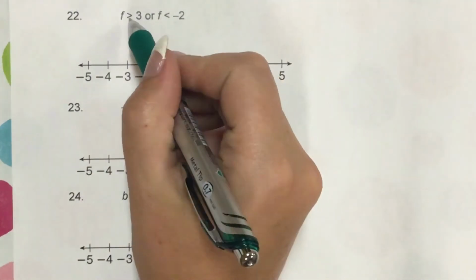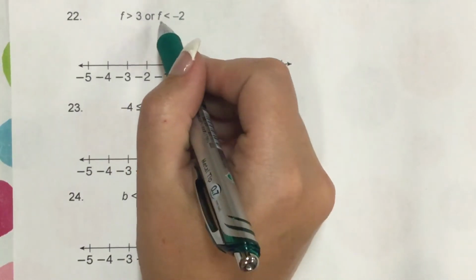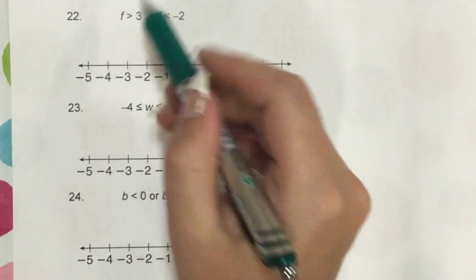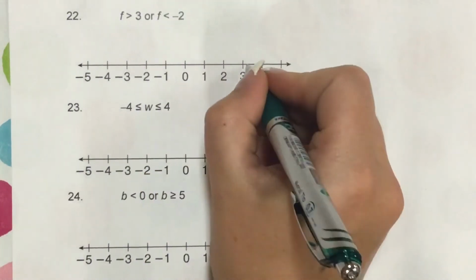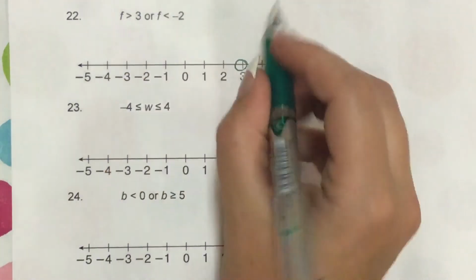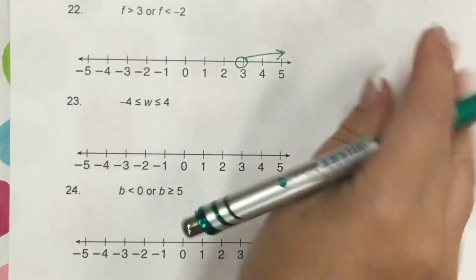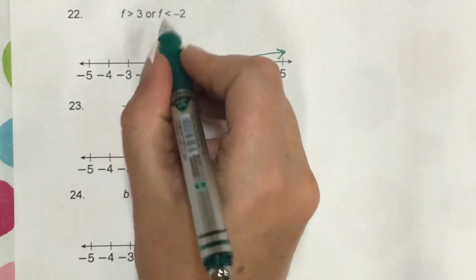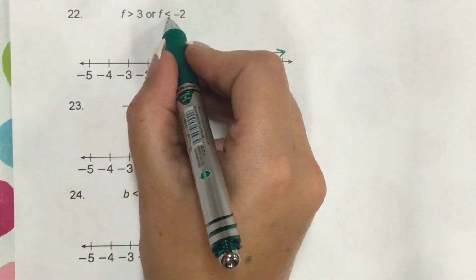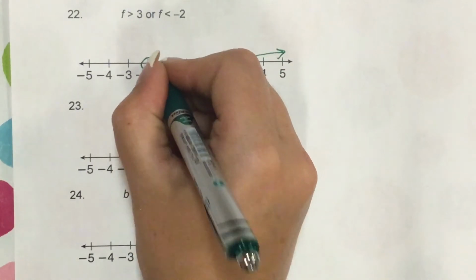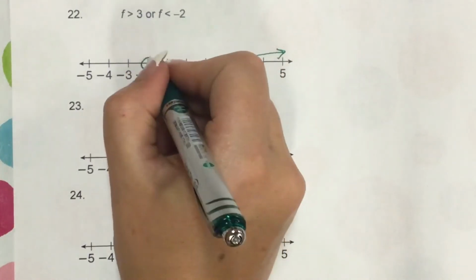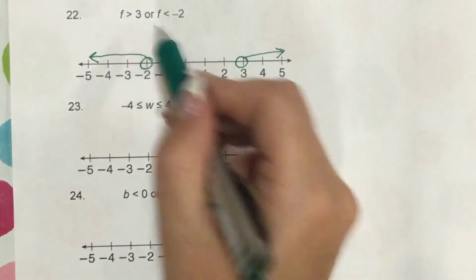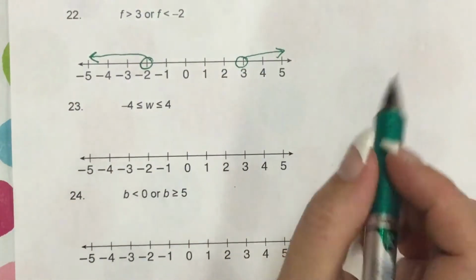We have f is greater than 3 or f is less than -2. So I'm going to go to 3 first, and it's going to be an open circle, and f is greater than 3, so everything greater than 3 would be that way. Or f is less than -2, so I'm going to go to -2, and that sign means it's going to be an open circle, and f is less than -2, and everything less than -2 is this way. So that is how you would graph that particular compound inequality.